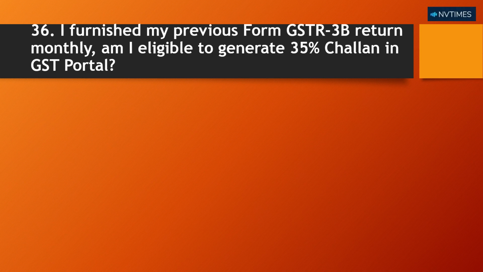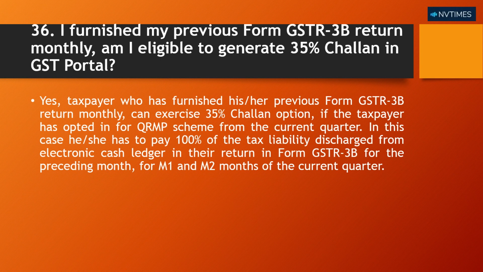I furnished my previous Form GSTR-3B return monthly. Am I eligible to generate 35% challan in GST Portal? Yes. Taxpayer who has furnished his/her previous Form GSTR-3B return monthly can exercise 35% challan option if the taxpayer has opted in for QRMP scheme from the current quarter. In this case, he/she has to pay 100% of the tax liability discharged from electronic cash ledger in their return in Form GSTR-3B for the preceding month for M1 and M2 months of the current quarter.